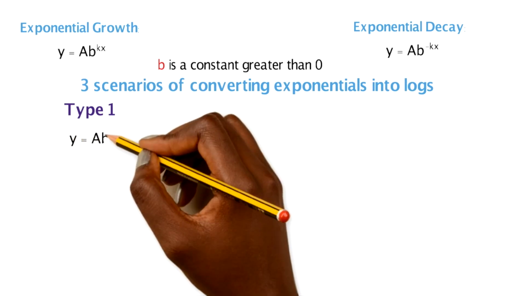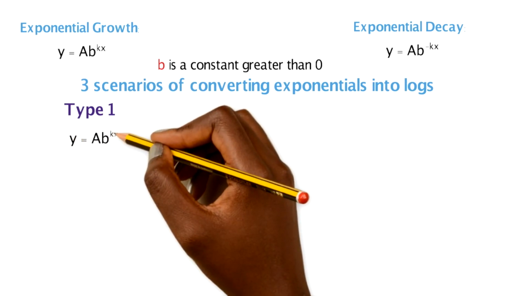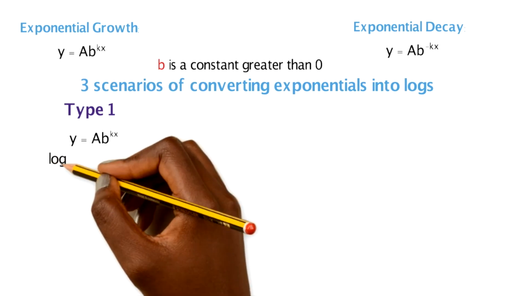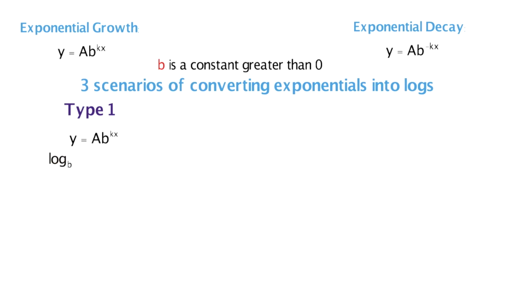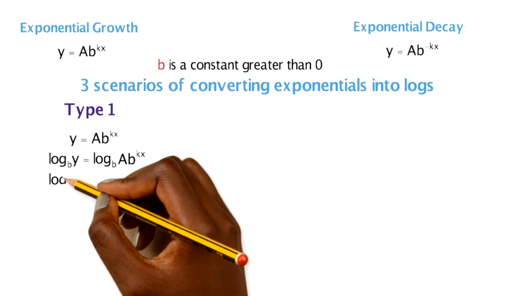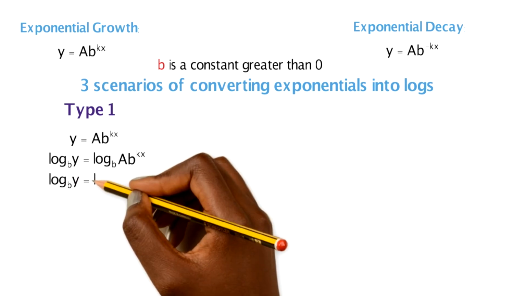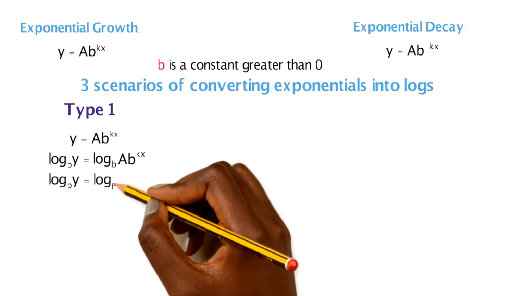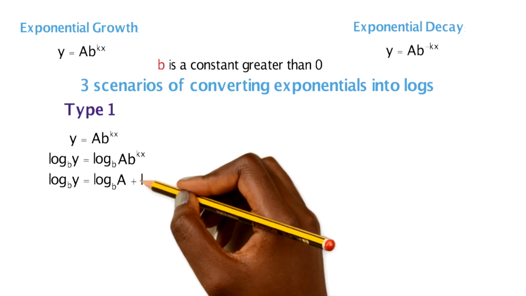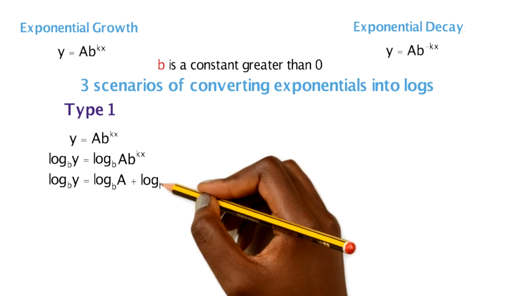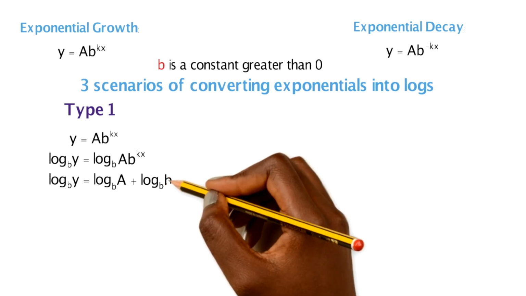The first type is that if you have y is equal to a times b, the constant, to the power of kx, add log b to both sides because b is the base, right? So that's going to be log b y is equal to log b of ab to the power of kx. Again, multiplying logs is the same as adding them together. Look at the video of laws of logs to refresh your memory on this that I posted 2 weeks ago. So that will be changed into log b a plus log b b to the power of kx.